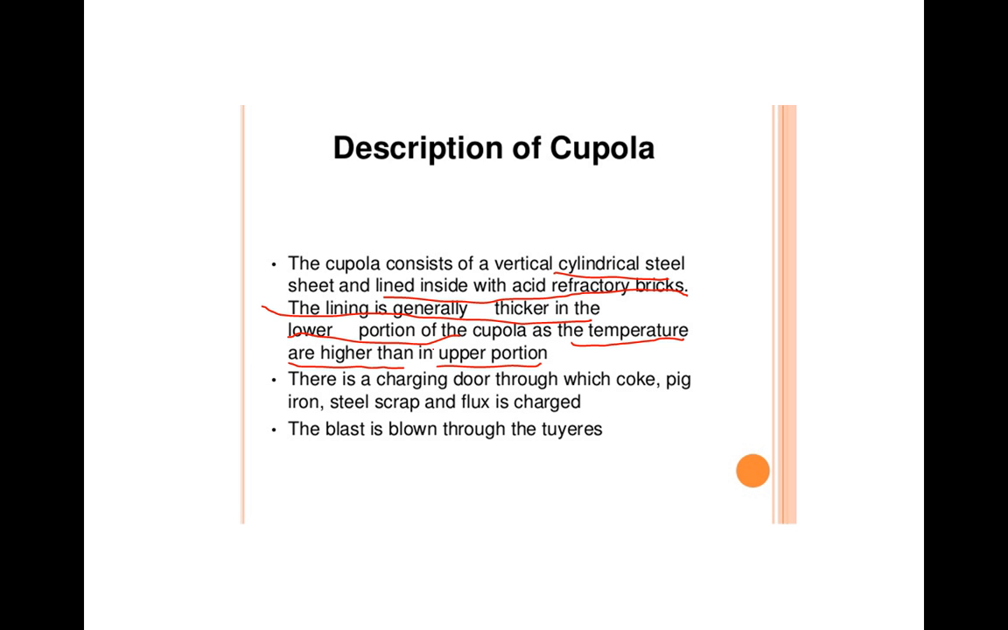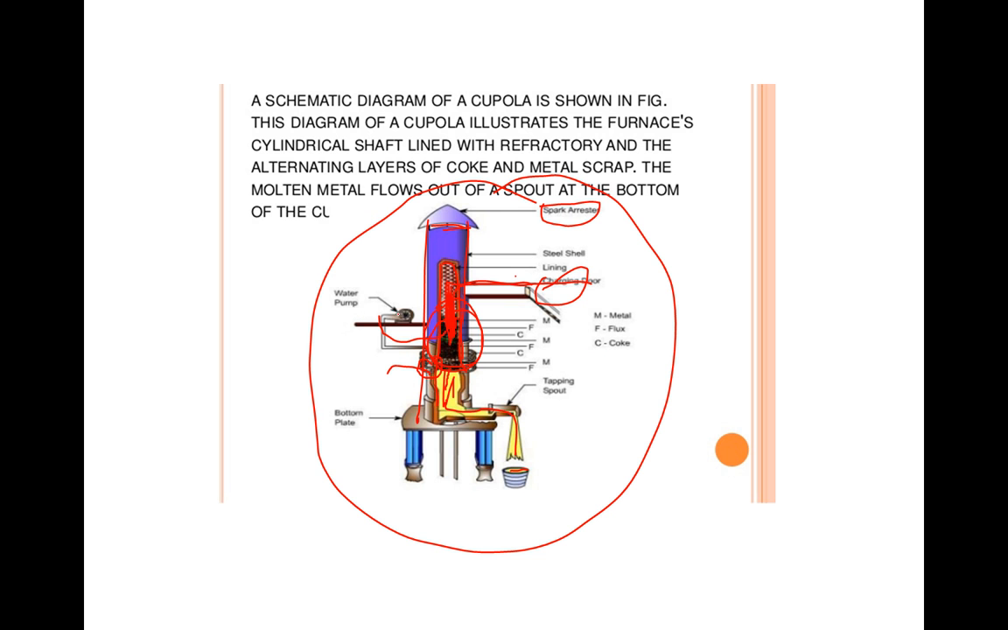The blast is blown through the tubes. Air is supplied from this. There is also the water pump to pull this molten metal or this mixture.